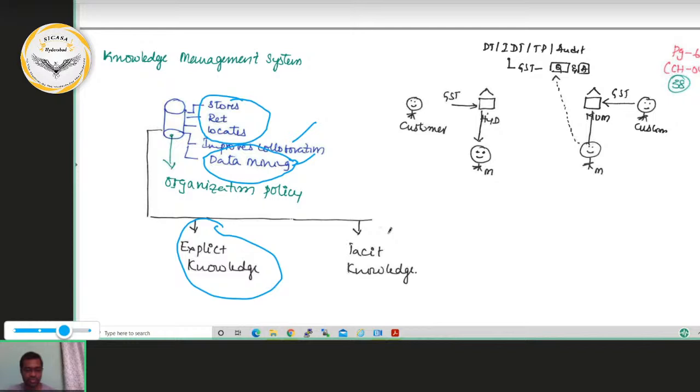For example, let us say I want to do the analysis of the entire population of India, where I want to know how many people have a BMW car. At that time I cannot use a general purpose planning language. I have to use a special purpose planning language. So planning languages are of two types: general purpose and special purpose.